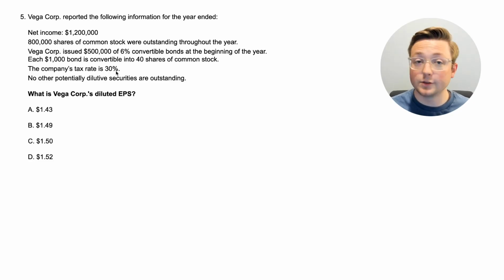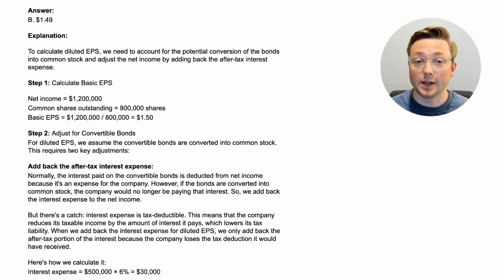If not, we're going to dive straight into the answer to learn how to do this. All right, here we are at the answer. The answer is B. $1.49 is the dilutive earnings per share. Now, this question is quite involved. It looks worse than it is. So let's walk through it.